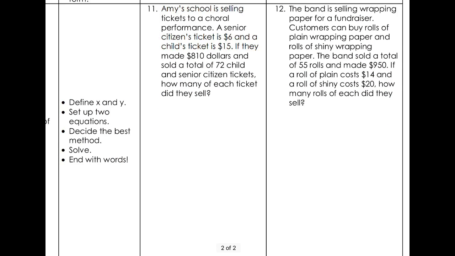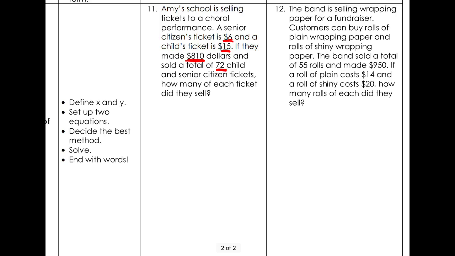All right, so these are a little bit harder. So let's look at number 11 here. We have to come up with our own equations. Let's read this to find some information that's going to be beneficial to making these equations. So number 11, Amy's school is selling tickets to a performance. A senior ticket is $6. That's important information. And a child's ticket is $15. Also vital information here. If they made $810 and sold a total of 72 child and senior tickets, that's combined, how many of each ticket did they sell?